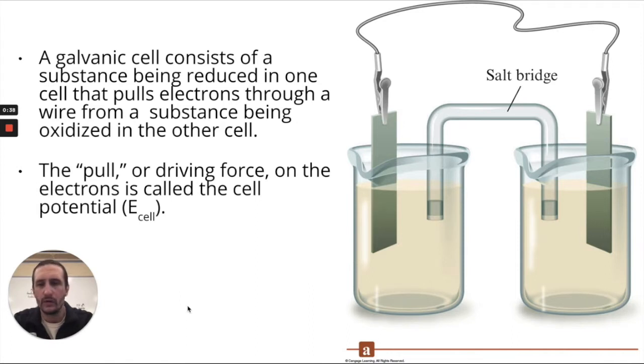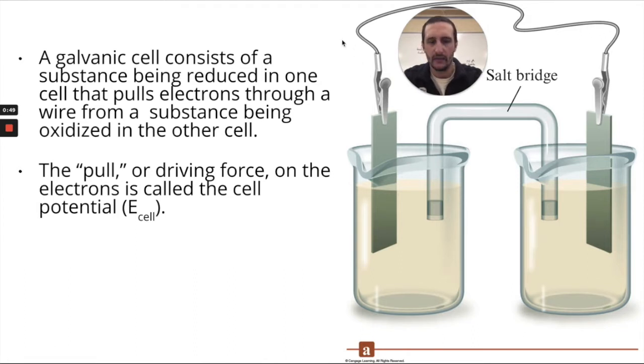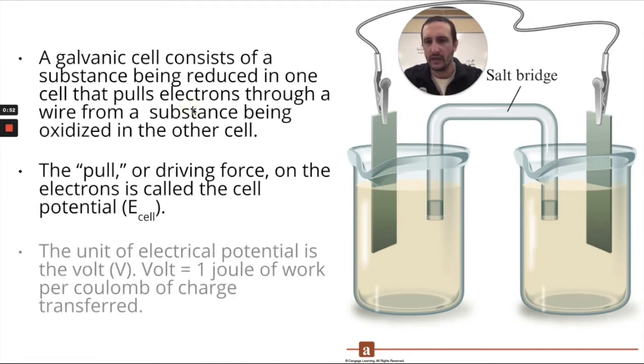This pull, or this driving force of electrons, is called cell potential. And we can actually calculate cell potential in a galvanic cell if we know the reduction potentials. The unit of electrical potential is called a volt. A volt is just a unit of work that is equal to 1 joule per coulomb of charge being transferred. So thinking about how much energy, or how many electrons, are going to be going through that wire.